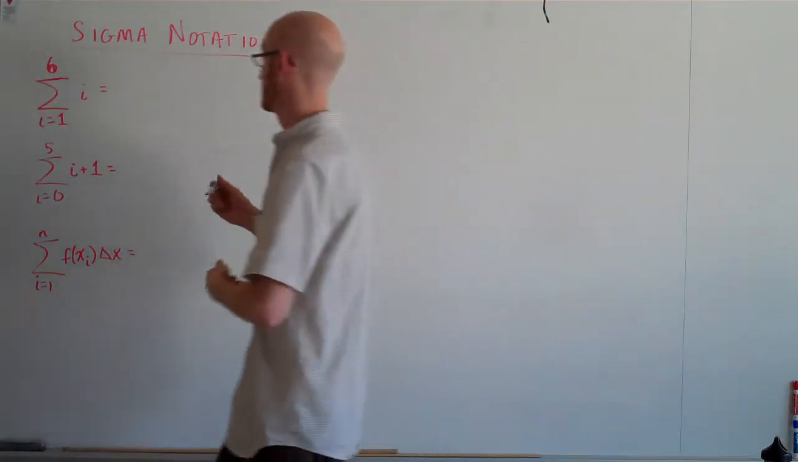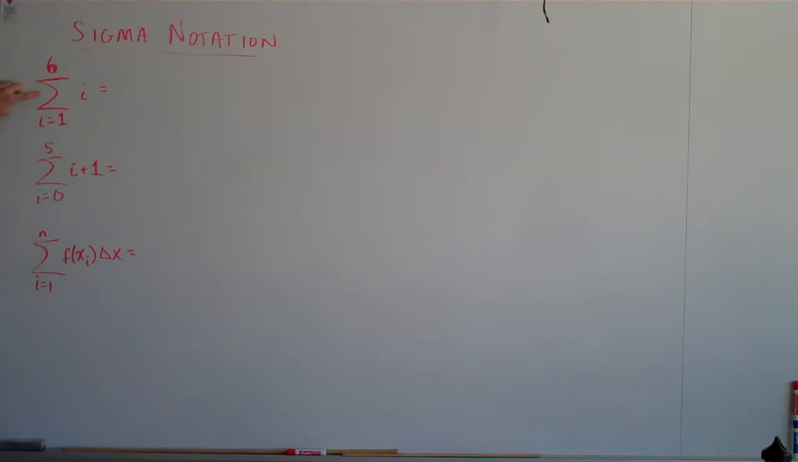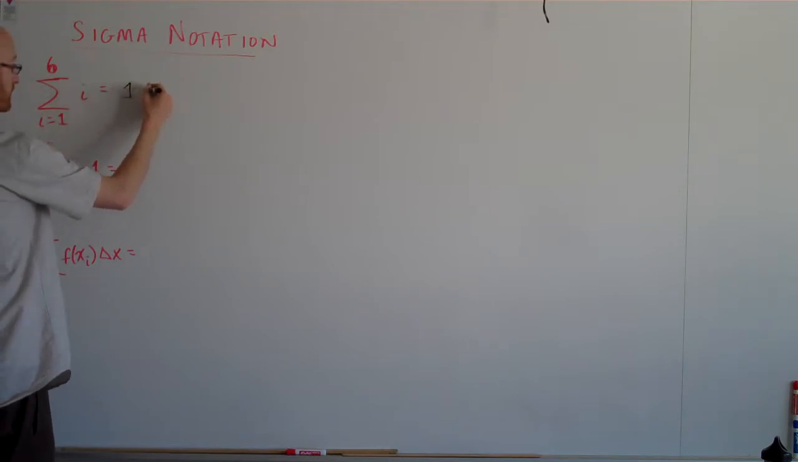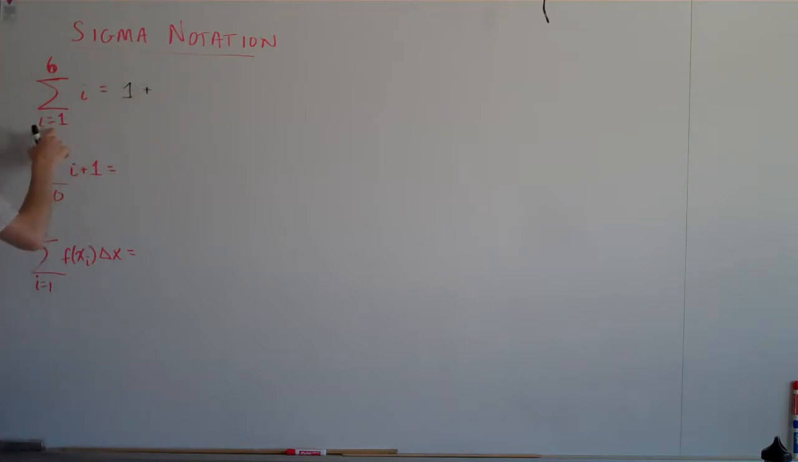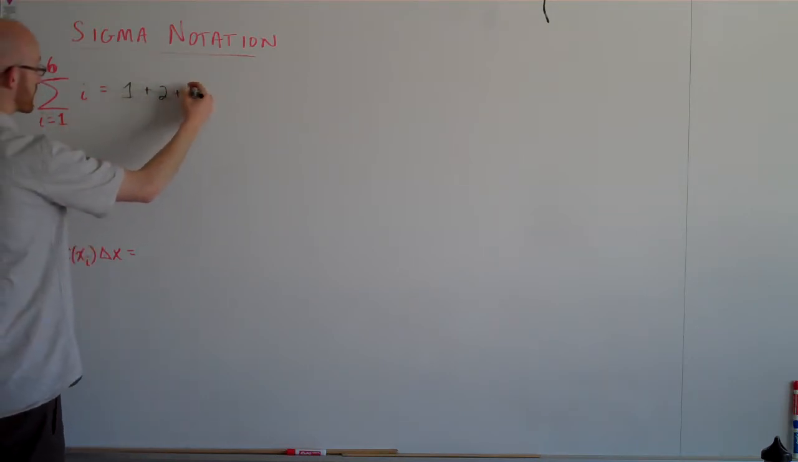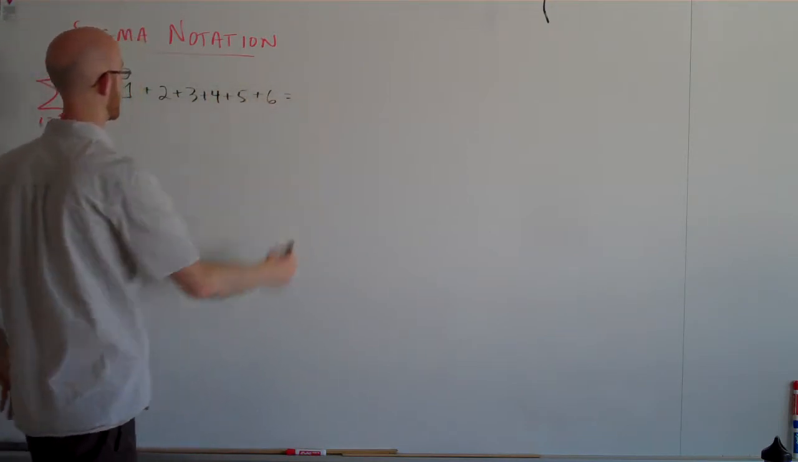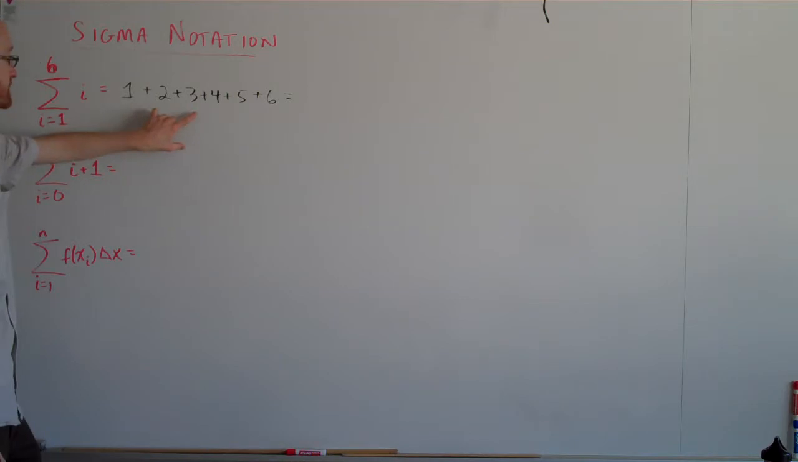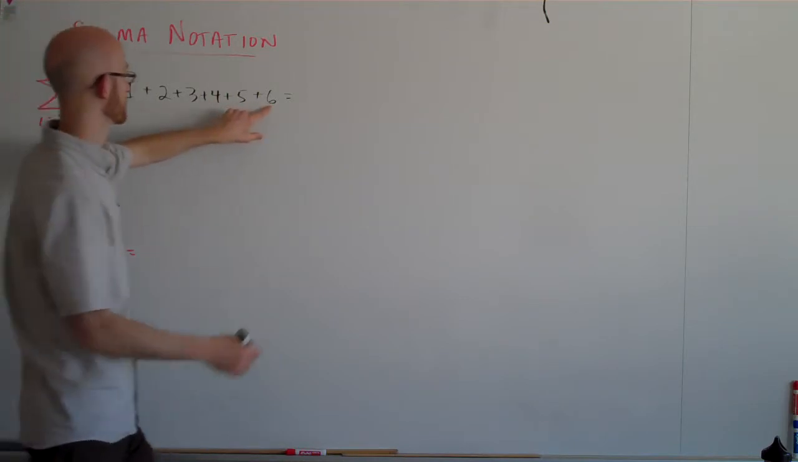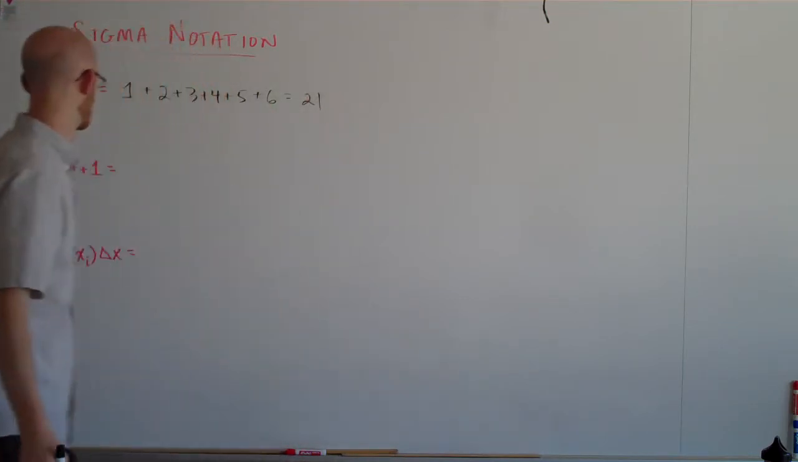So let's do the first one. It's the sum as i goes from 1 to 6 of i. So the first one is 1. And then we substitute the next value up, and notice it's plus because that's what sigma mandates. 2 plus 3 plus 4 plus 5 plus 6. And I suppose you can add those up. That's 6, 10, 15, 20. Okay.